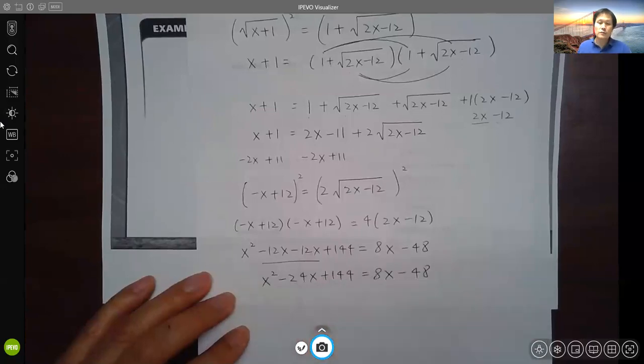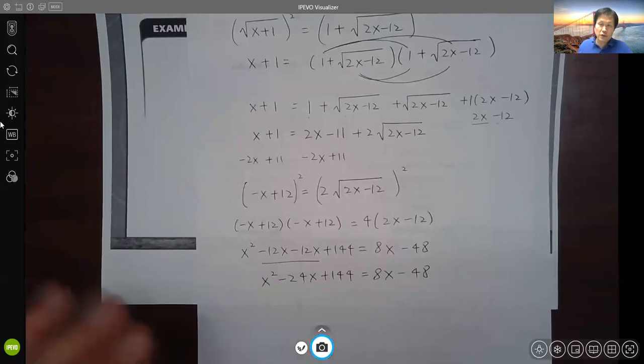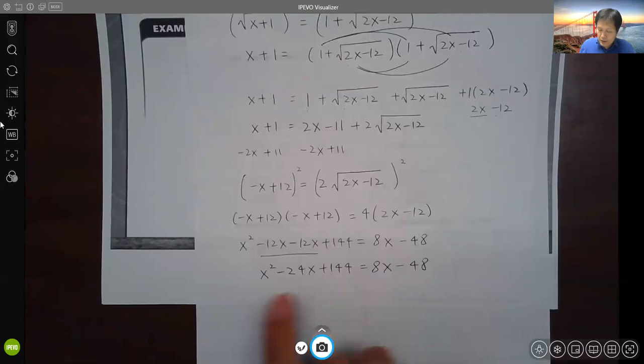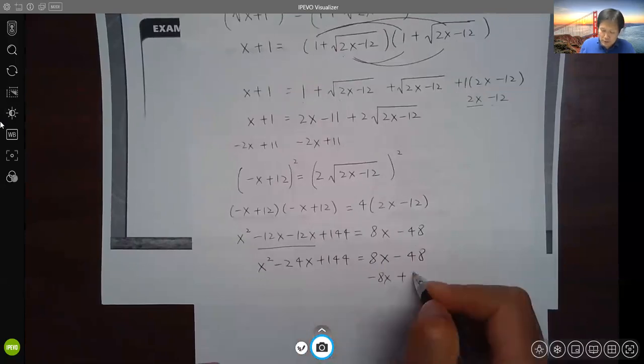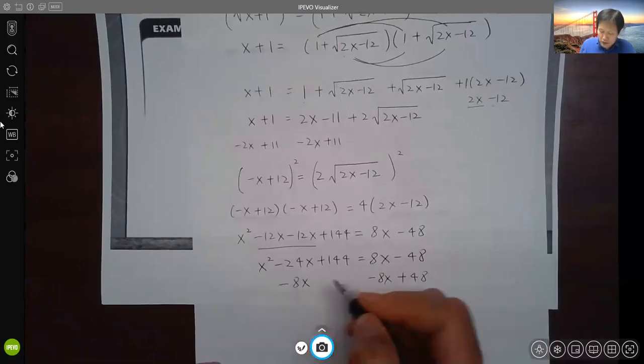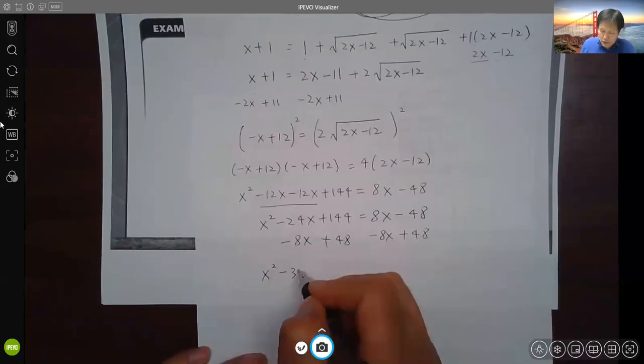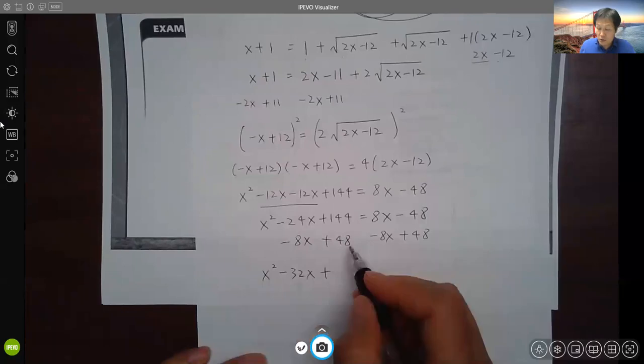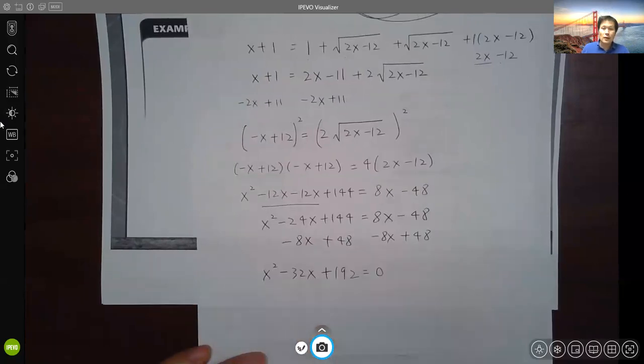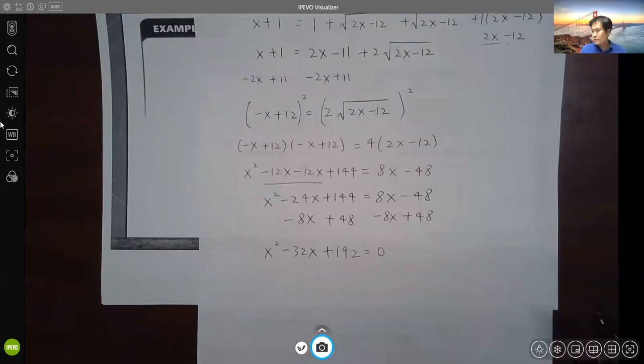Okay, you gotta move. Do you see all roots have disappeared now? That's good. You gotta move that to here, move that to here. So the minus 8x plus 48, minus 8x plus 48. So that becomes what? x squared minus 32x plus, what's a big number? Hopefully that's factorable. So let me cheat.